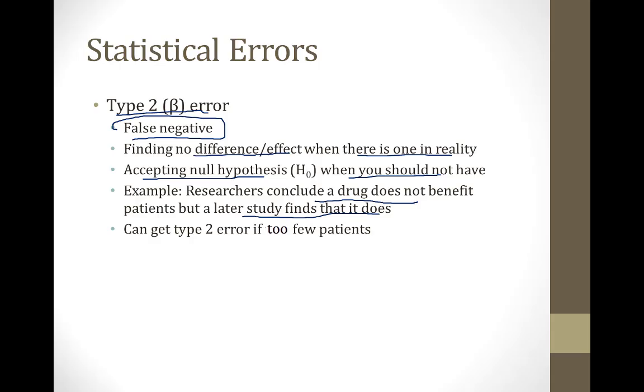And one thing that's important to know is you can get type 2 errors if you have too few patients. You need a lot of patients to have the power to detect a statistically significant difference. If you have too few, you'll often see no difference when you may in fact be making a type 2 or beta error. And that concludes our module on hypothesis testing.